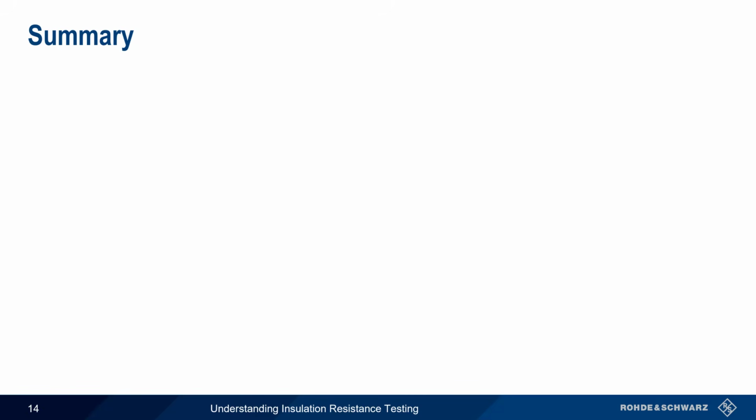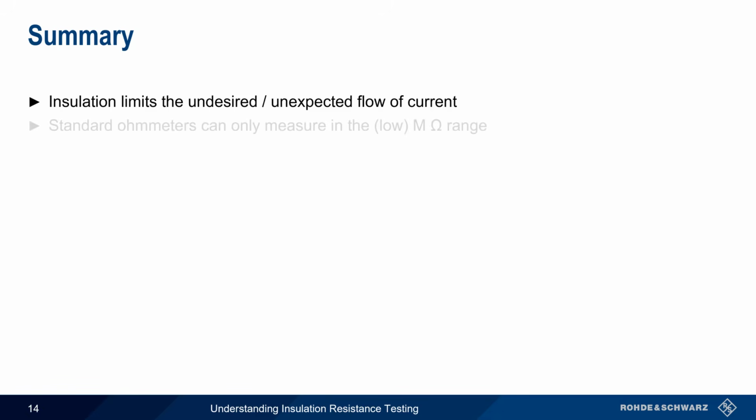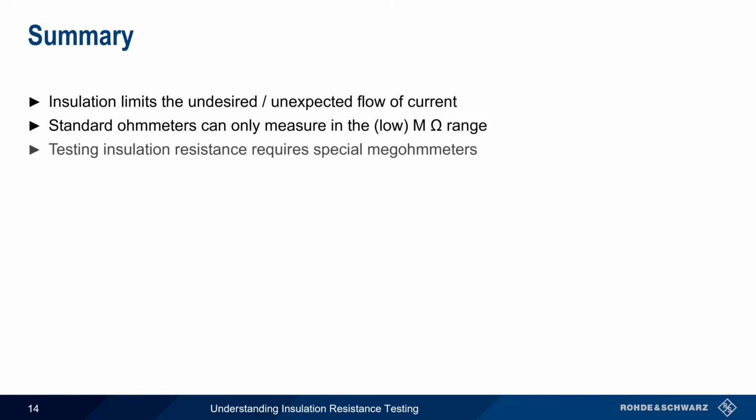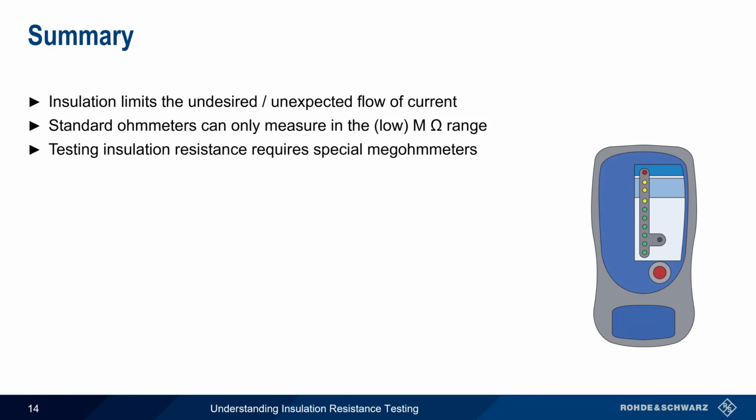Let's end with a brief summary. Insulation refers to materials which prevent, or rather limit, the undesired or unexpected flow of current. Standard ohmmeters and DMMs generally can only measure resistance up to the low megohm range. Therefore, special megohmmeters are required for performing insulation resistance tests. These are also often referred to as meggers.